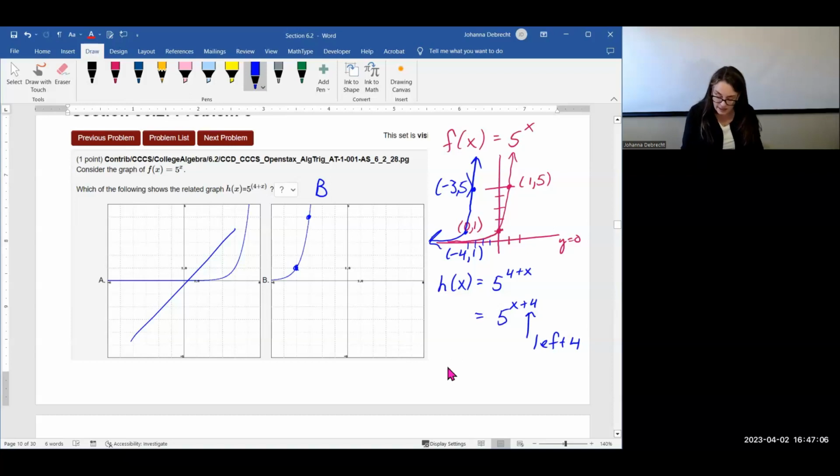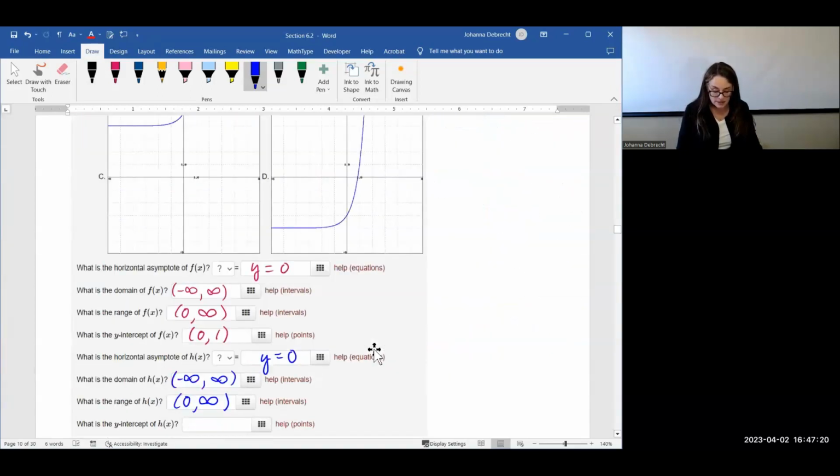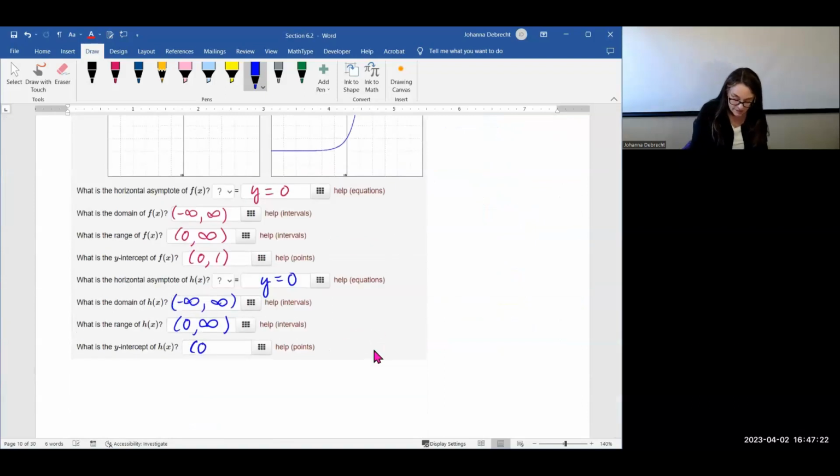In order to find it, I'm going to replace x with 0. So this gives me 5 to the 0 plus 4, which is 5 to the 4th, which is 625. And that one will show up on my graph. So the y-intercept is 0, 625, way up there. So it grows really, really fast. The larger the base, when it's greater than 1, the faster it grows.